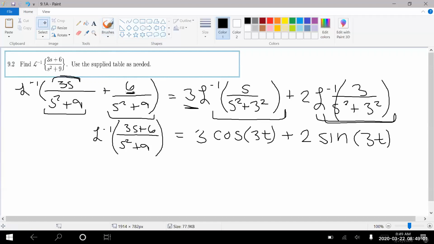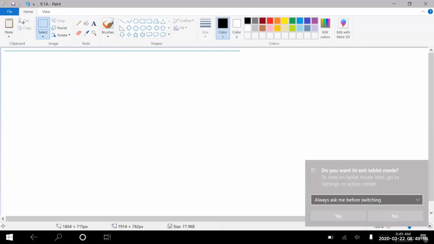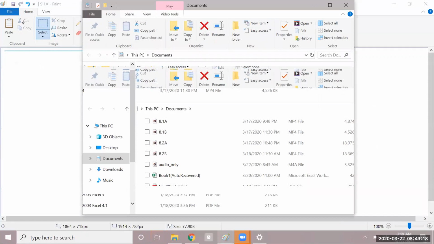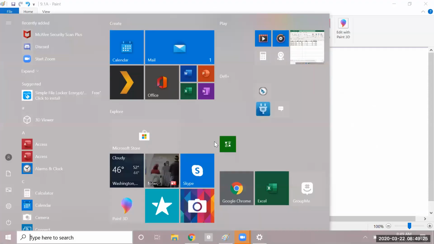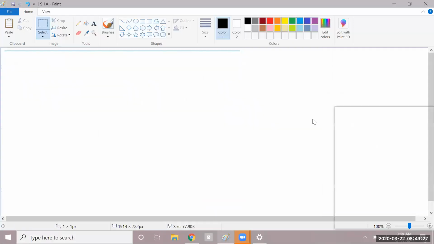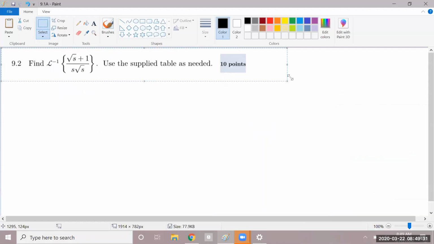So hopefully it goes okay. I'm going to go ahead and get rid of this, and get 9.2b up. Okay, today's not my day for using basic computer controls, but that's okay.